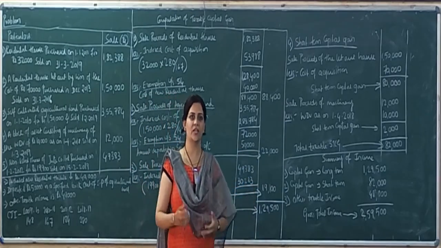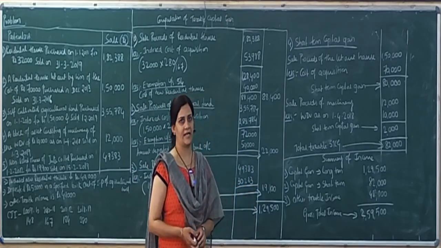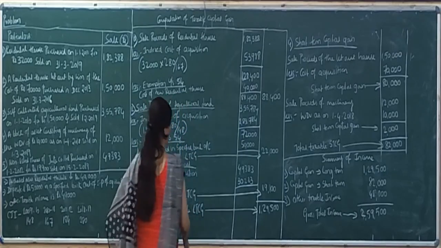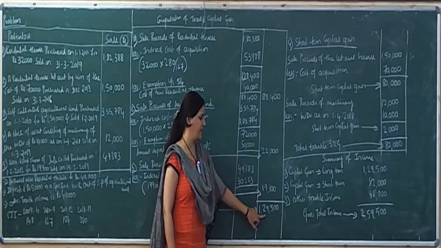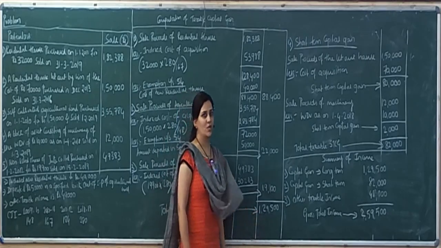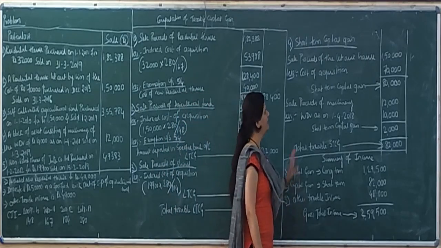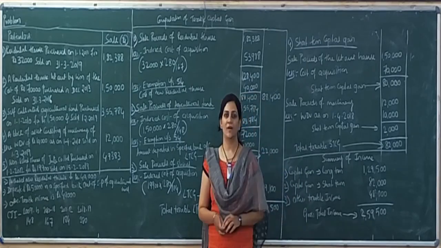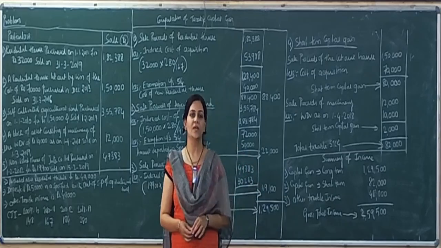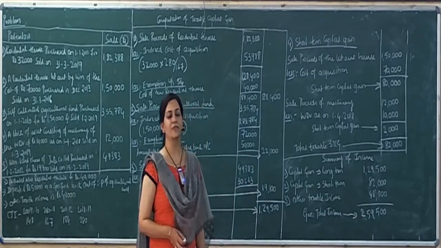So I have shown separately the long-term capital assets and short-term capital assets. It becomes very easy for the calculation as well as for understanding. So now here add all the long-term capital gains, so that amounts to 1,29,500. So coming to short-term capital assets, we have the sale proceeds of the let out house.